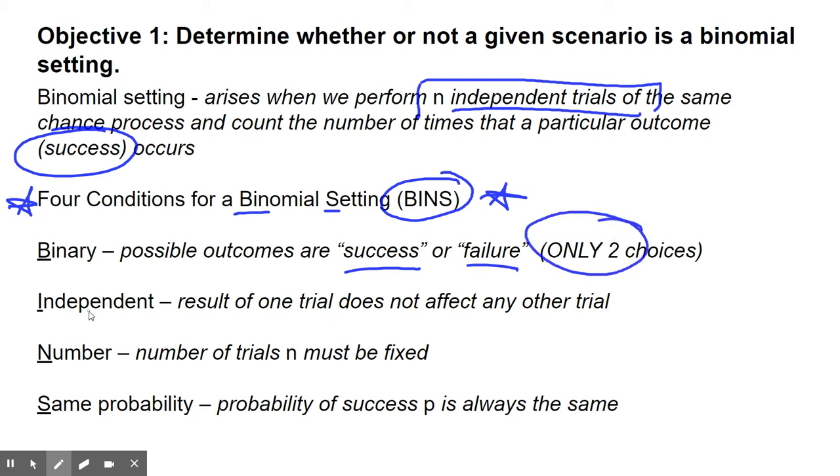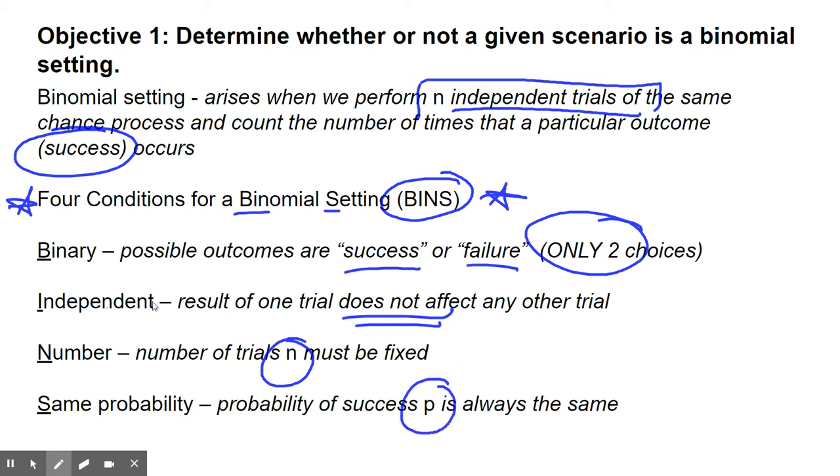Next, independent. The results of one trial cannot affect the other. They must be independent, and we'll talk about that a little bit later when we look at the formula. Next is the number. The number of trials, n, must be fixed. You must know what your n value is at the get-go. And then S stands for same probability. The probability of the success, p, must always be the same.